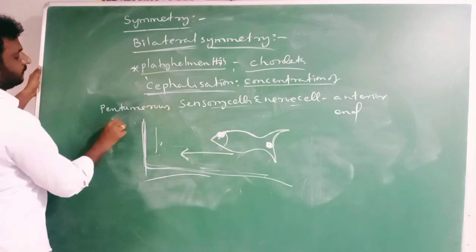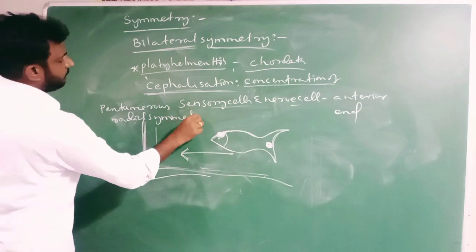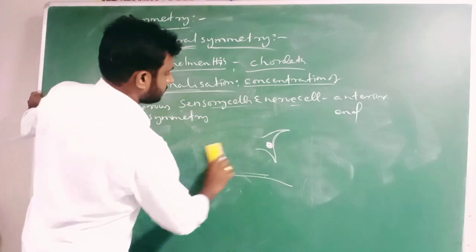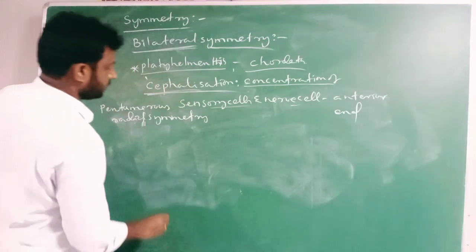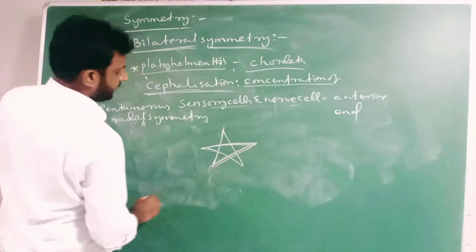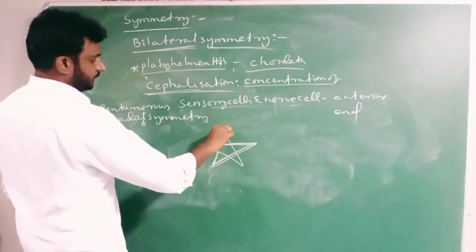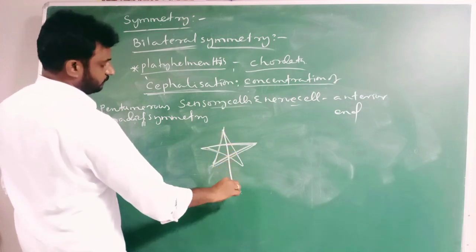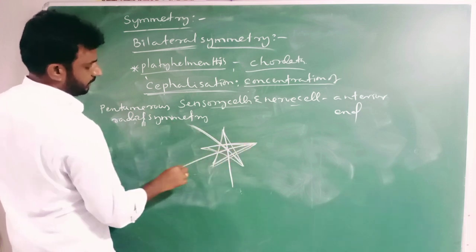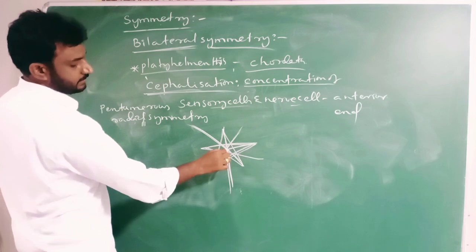Pentamerous radial symmetry is exhibited by starfishes, Echinodermata. Secondarily they exhibit pentamerous radial symmetry. The body can be cut into two identical halves through 5 planes passing through the central axis. First one, second one, third one, fourth one, fifth one, all passing through the central axis.